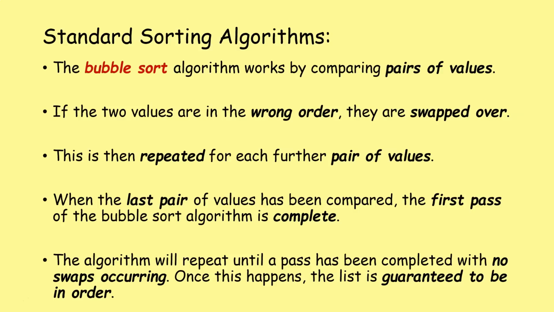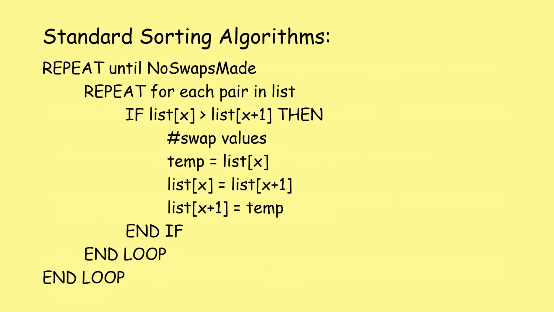When the last pair of values has been compared, the first pass of the bubble sort algorithm is complete. The algorithm will repeat until a pass has been completed with no swaps occurring. Once this happens, the list is guaranteed to be in order. So again, here's a look at the algorithm. Just familiarize yourself with that a little bit so you can recognize it in a test.